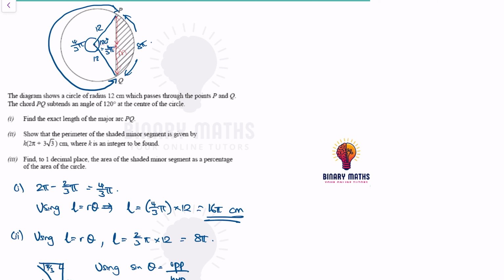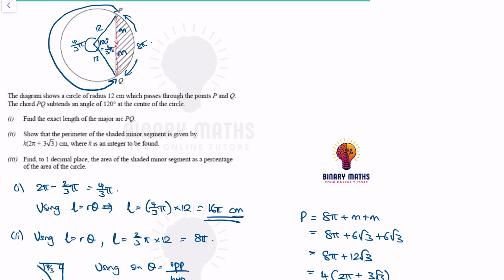So M is equal to 6 root 3, but don't forget I've got two lots of M, here and there. So the perimeter is equal to 8 pi plus 6 root 3 plus 6 root 3, which is equal to 8 pi plus 12 root 3. There's a common factor of 4. So if I take it out, I get 4 times (2 pi plus 3 root 3), which implies k must be equal to 4.